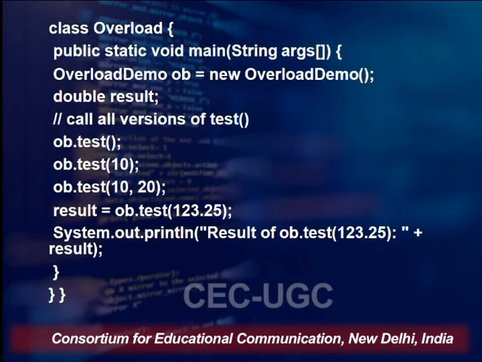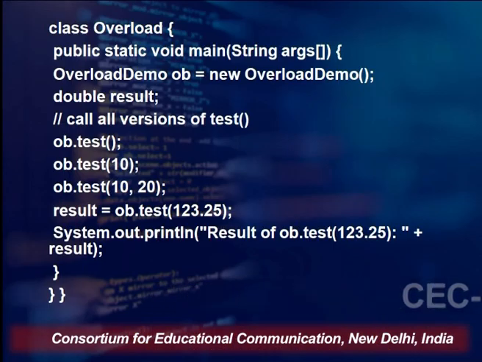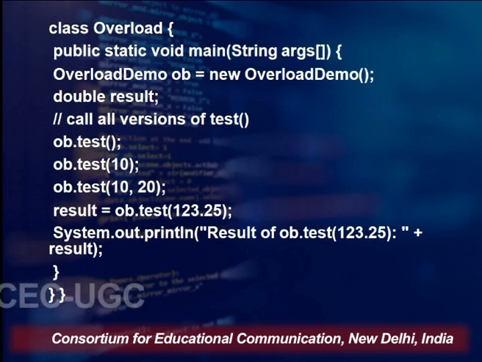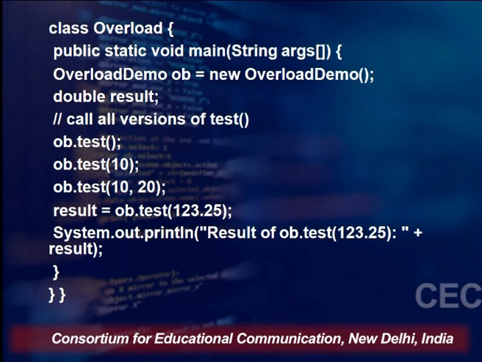Now, in order to use this, we are going to create an object of this particular class which is named overload demo. Here the object name is ob, and we will be calling all these methods using this object ob. So, we will be calling ob.test, then ob.test 10, where we have supplied a parameter 10, then in the next call we have supplied two parameters, and then in the fourth call we have supplied a double parameter and also taken a return value, stored it in the variable result, and printed the value of result also.